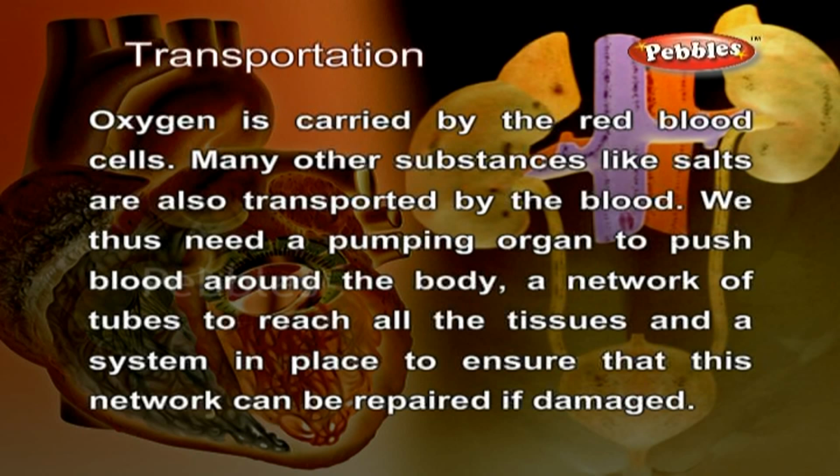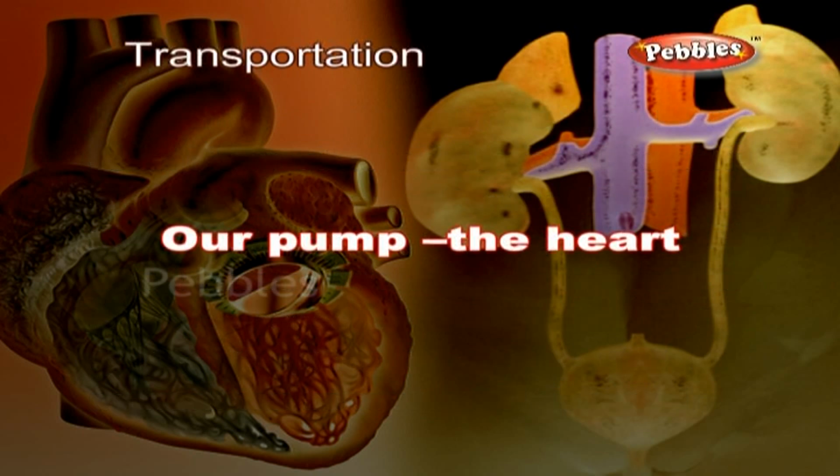We thus need a pumping organ to push blood around the body, a network of tubes to reach all the tissues, and a system in place to ensure that this network can be repaired if damaged. Our pump, the heart.